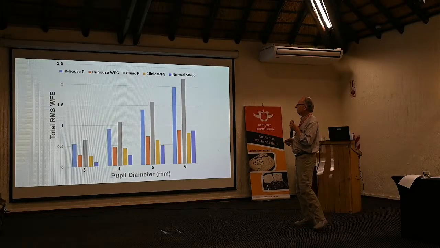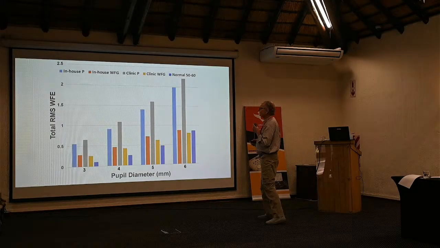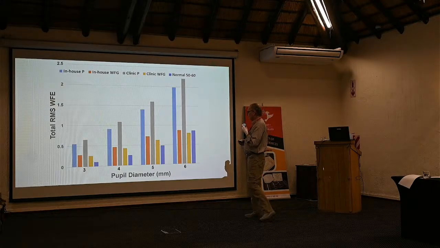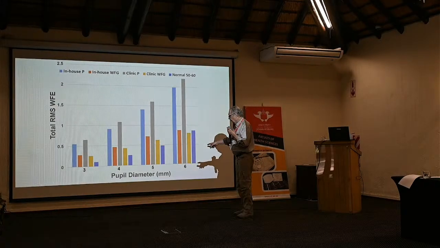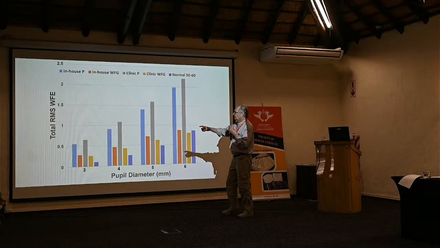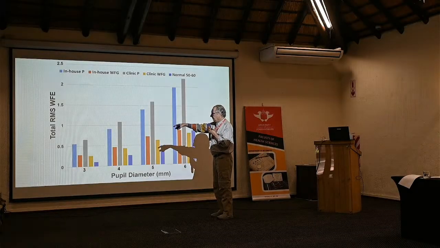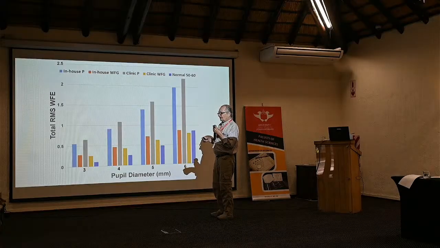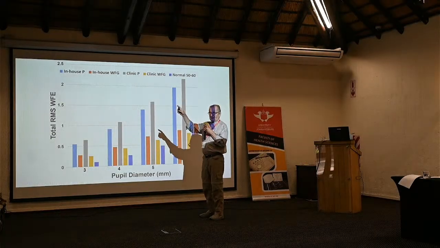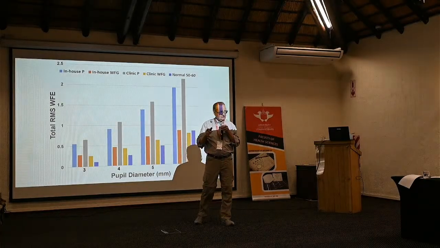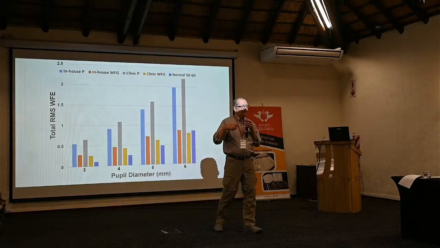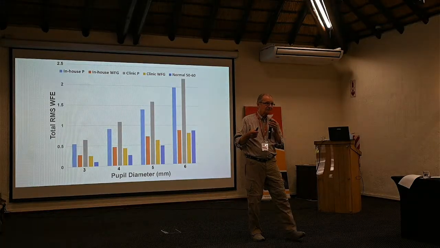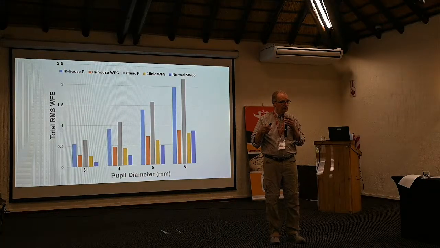All right, so here we go. This is pretty easy to follow. I hope once you get it, it'll be obvious to you. Pupil diameter, and total RMS wavefront error on the left, in each of these conditions. The in-house predicate lens: remember, you have to put on a lens, make sure it's stable, then measure the aberrations through that lens, and then correct those.